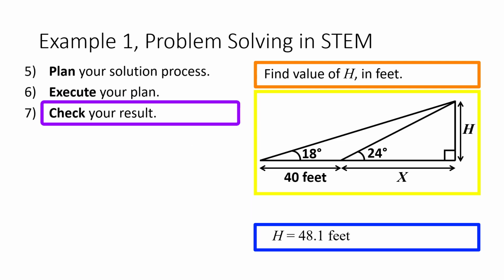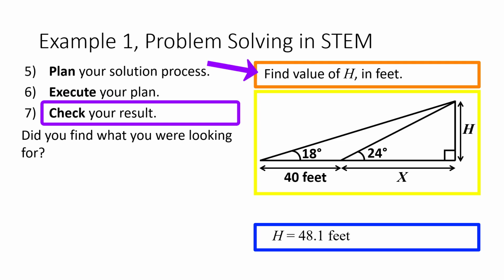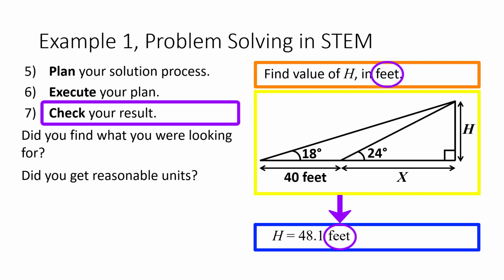Now we think about that. First, we want to make sure the result we found is what we were trying to find. We were trying to find the value of h in feet. That is what we did find, so that's good. We came up with a number of feet, so our units are good.